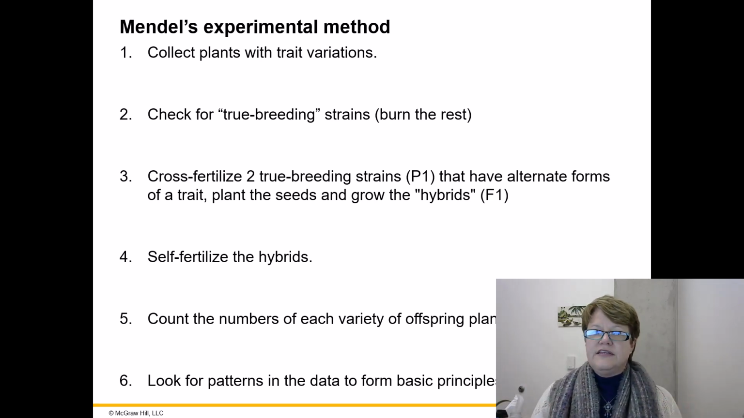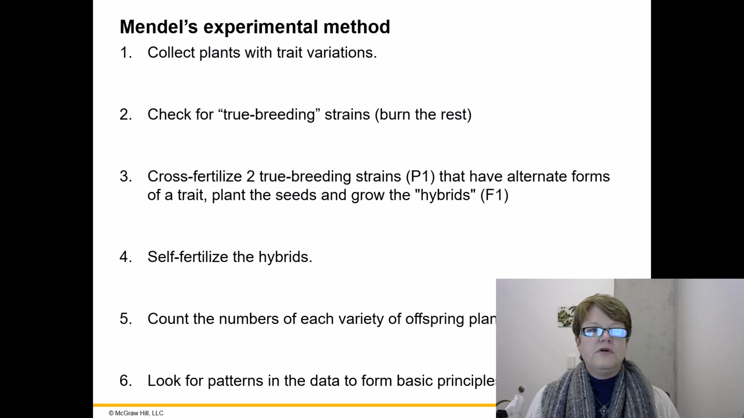And then he would get the seeds and grow them, and those would be the hybrids. When he grew the hybrids, we call those plants the F1 plants. So the P1 plants are the parents of the F1 plants. And then the F1 plants, he self-fertilized those. The offspring of that self-fertilization is called the F2 plants. So the F2 plants are the children of the F1 plants and the grandchildren of the P1 plants.